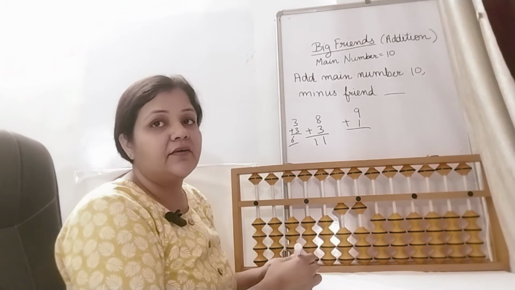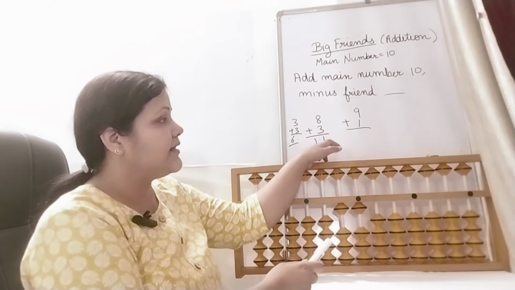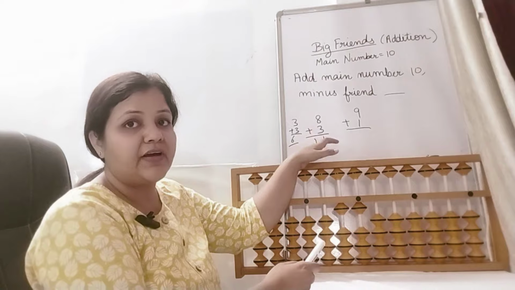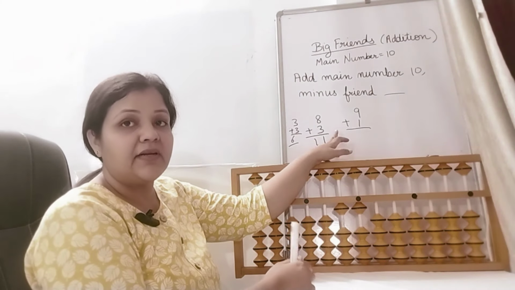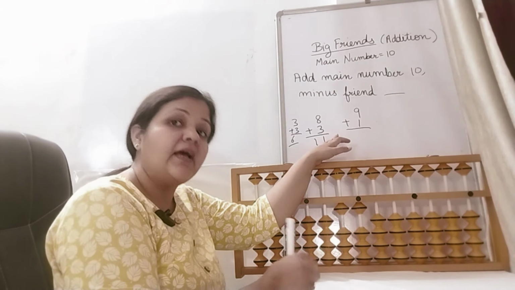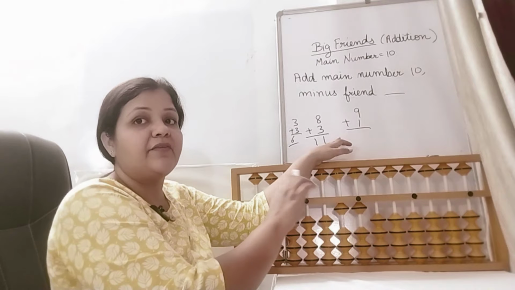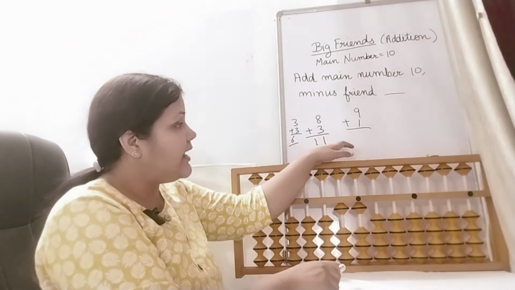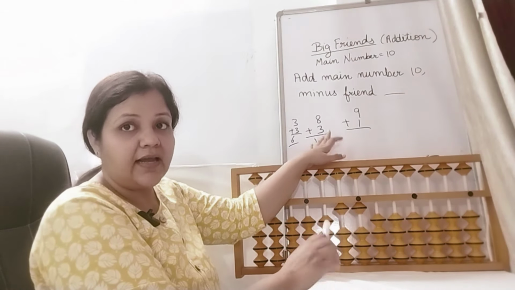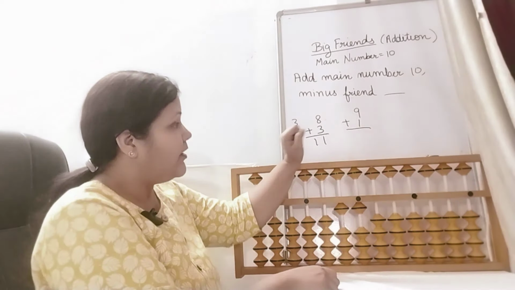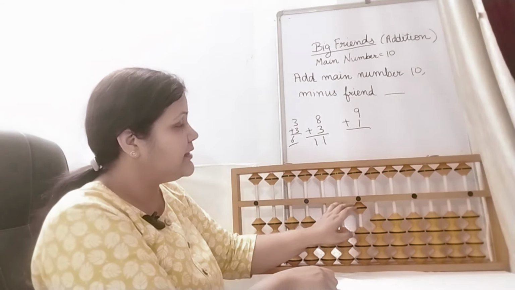I hope it's clear why we cannot use small friend here, because my 5 is not free. Whenever 5 is free and we are adding a number less than 5, we can use small friend, but not in all cases. Like here my 5 is not free, so I'll use big friend here. I hope it's clear. Okay, so now move to next example.